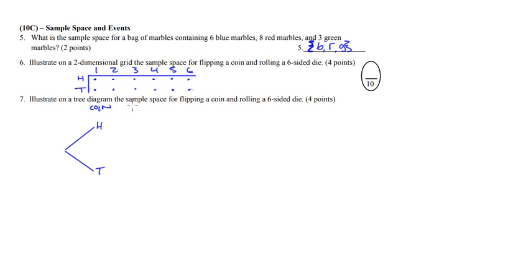And then after the coin, now we're going to roll the die. So if you get heads on the first one, we can either get 1, 2, 3, 4, 5, or 6. And then same thing for tails: 1, 2, 3, 4, 5, or 6. Okay, so that would be 10C, the sample space and events.